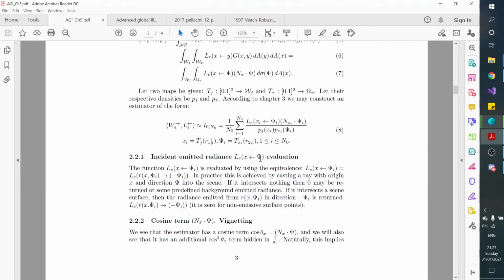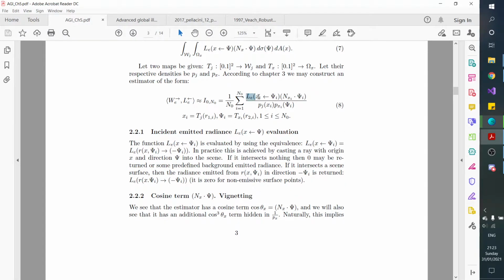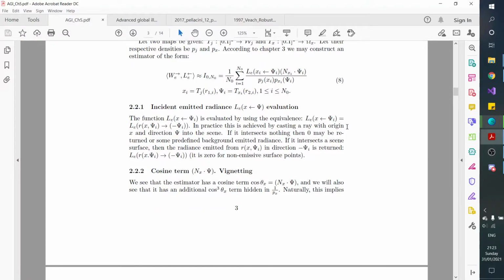How do we evaluate such an estimator? Well, first, how do we evaluate this LE? We can use the fact that radiance arriving at x from direction ωi is the same as the radiance leaving this point intersected along this direction in the opposite direction, assuming there's vacuum, obviously. And this we can check in our renderer, so we can trace a ray, intersect something, and check the radiance there. So that's how you compute that term.